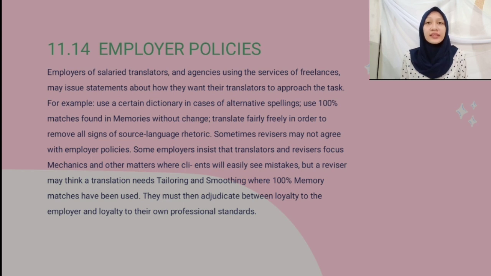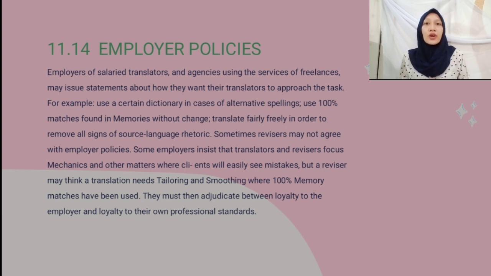Employers of salaried translators, as well as agencies that hire freelance translators, can make statements about how they want their translators to handle the job. For example, in the case of alternative spellings, use a specific dictionary, use 100% matches found in memories without change, and interpret reasonably only to eliminate any signs of source language rhetoric.